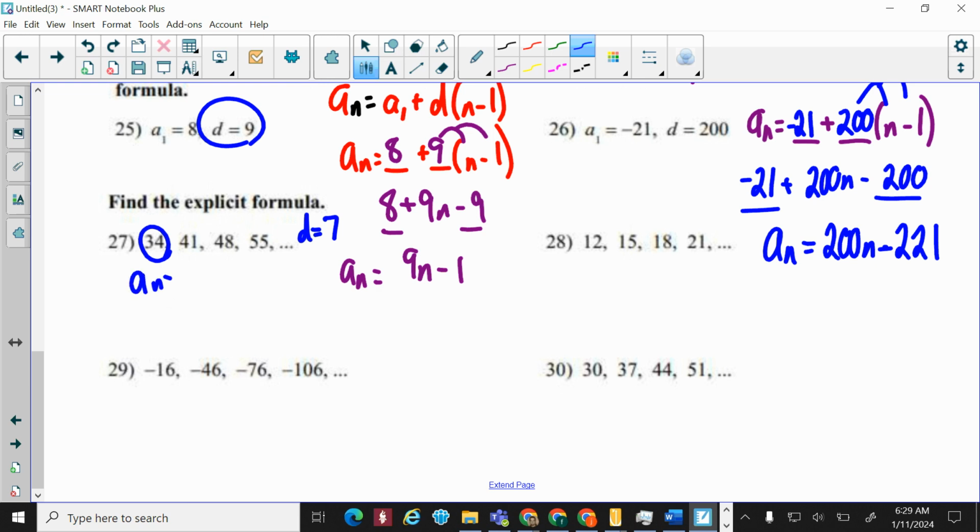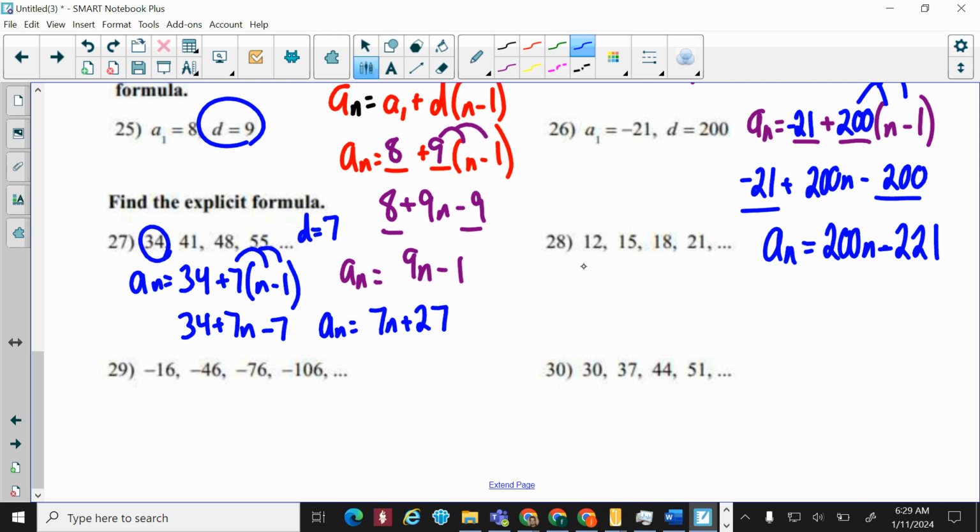So a of n is equal to 34 plus 7 times n minus 1. Let's try that again. Remember, take your 7, distribute it, and you're at 34 plus 7n minus 7. So your final answer is a of n is equal to 7n plus 27. There you go.